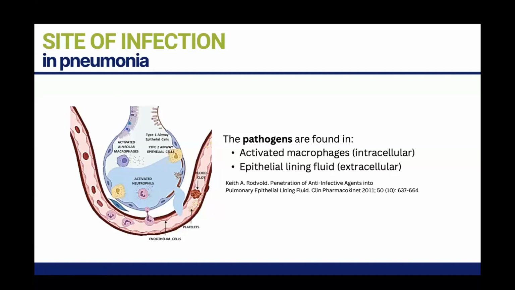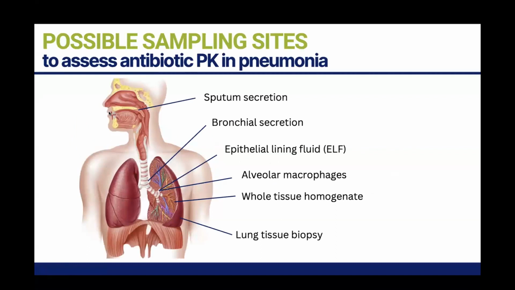So in terms of the possible sampling sites to assess antibiotic PK in pneumonia, there are a few sampling sites that have been studied and reported before or currently too. The concentration can come from sputum secretion, bronchial secretion, ELF, alveolar macrophages, whole tissue homogenate, and lung tissue biopsy.